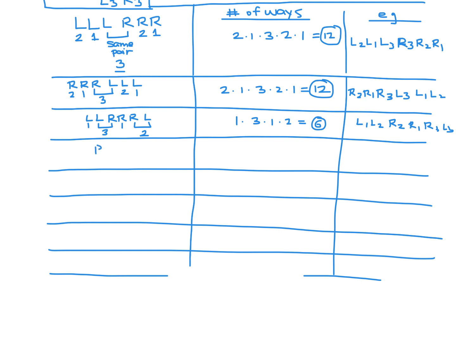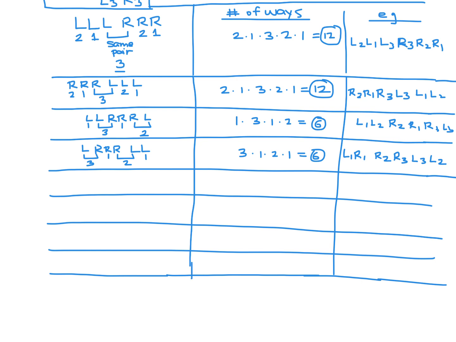Next one, we have the 3 R's together, and then 2 L's at the end and 1 L in the beginning. These have to be the same. These have to be the same. So 3, 2, and then 1 and 1. So again, 3 times 1 times 2 times 1, which is 6. And an example of this guy would be L1, R1, R2, R3, L3, L2. Okay. How many have we done so far? We've done 4, right? So hopefully there's not too many more.